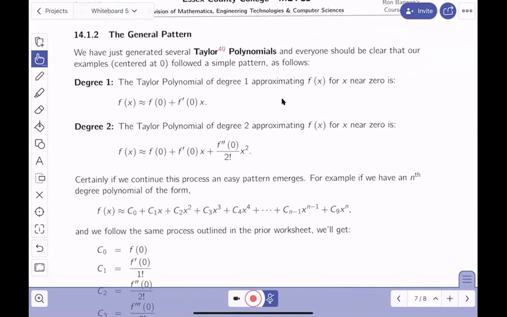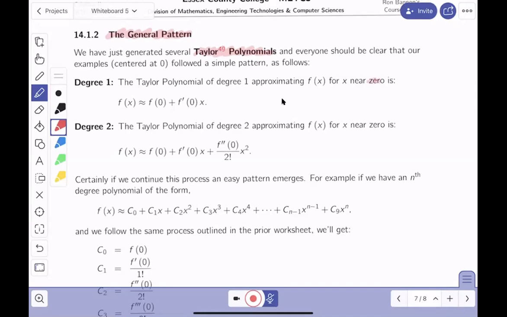And I'm hoping you're seeing that. And again, I'm not saying to see it immediately. It takes time and it certainly takes effort. So these are Taylor polynomials, and we're talking about general patterns. So, general patterns for a Taylor polynomial near zero.